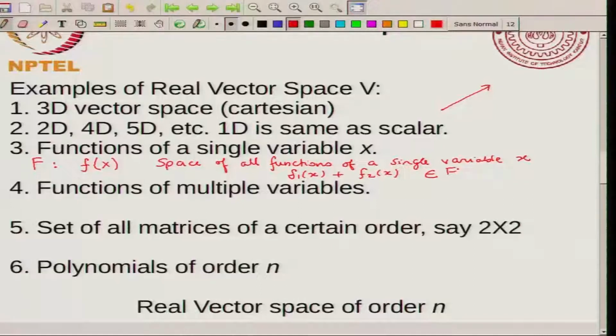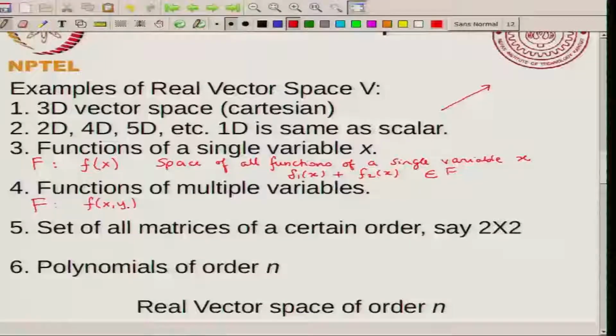Similarly you can have functions of multiple variables, you can have a space containing these functions of the form f of x y or f of x y z, and that would also be a vector space. So remember, the vector space consists of all possible functions, just as you think of 3D Cartesian space as the space of all possible vectors. So you can have any vector, and then the set of all possible vectors is what you call the space.